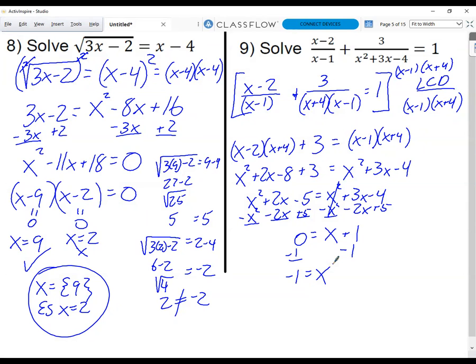Because there's an x in the denominator, we need to make sure that it's not an extraneous solution. I'm going to do it by hand quickly. So you get negative 1 minus 2 over negative 1 minus 1, plus 3 over negative 1 squared plus 3 times negative 1 minus 4. Well, negative 1 minus 2 is negative 3. Negative 1 minus 1 is going to be negative 2.